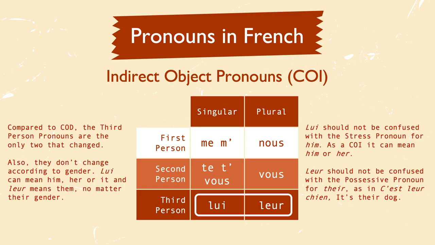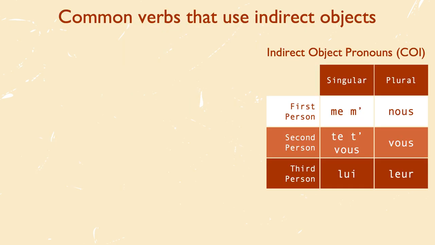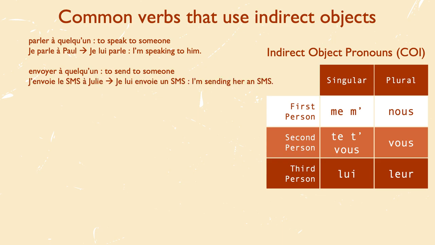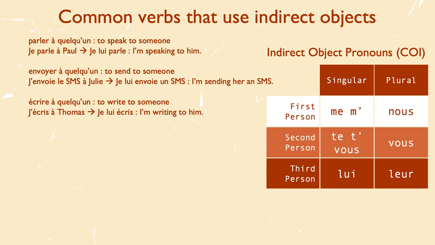All right, some common verbs that use indirect objects. Parler à quelqu'un, to speak to someone. Je parle à Paul, je lui parle. I'm speaking to him. Envoyer à quelqu'un, to send to someone. J'envoie le SMS à Julie, je lui envoie un SMS. Écrire à quelqu'un, to write to someone. J'écris à Thomas, je lui écris, I'm writing to him.